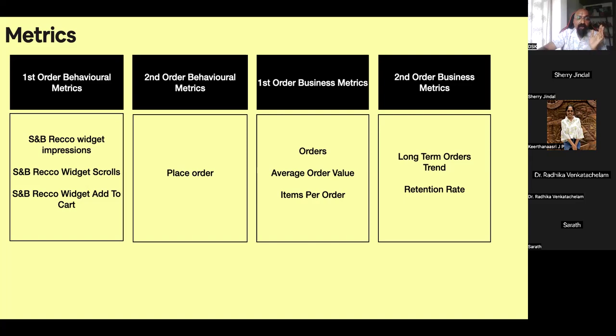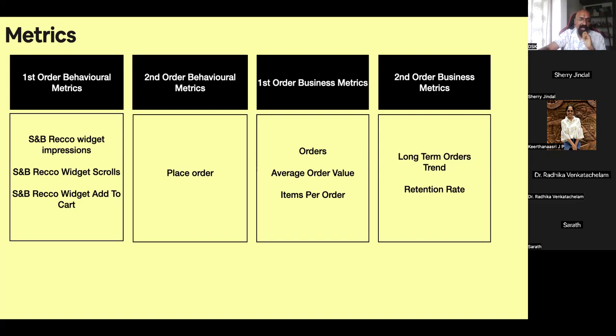Now, if this were to be the case, I should also be cautious of measuring the second order business metrics, because sometimes while the immediate short-term metrics could be beneficial, the long-term metrics could be detrimental. It could be detrimental for good reasons, or it could be negative, but also a positive behavior. In this case, we specifically want to measure the long-term order trend and the retention rate.